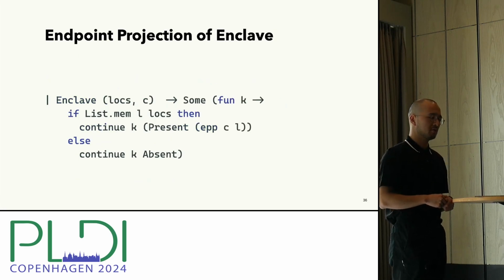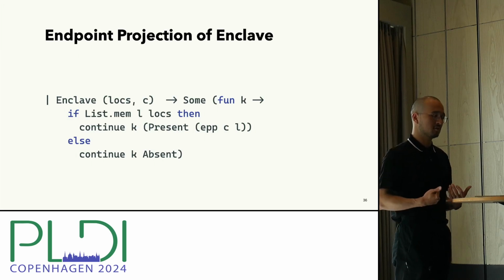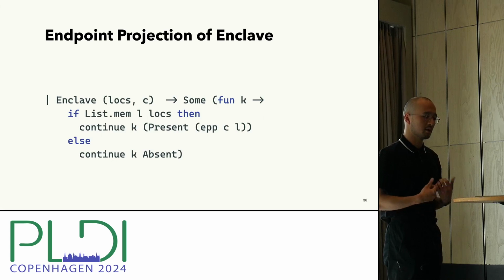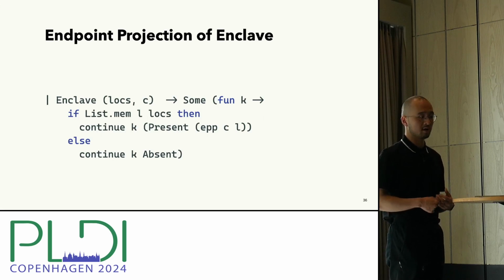The endpoint projection for enclave is also straightforward. If the target location is one of the locations participating in the enclave, we recursively call EPP on the sub-choreography and continue with the result of it. Otherwise, we continue with an absent located value.